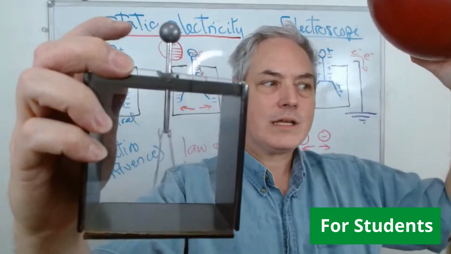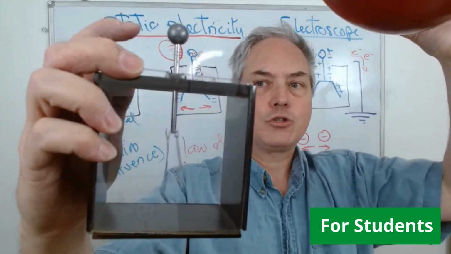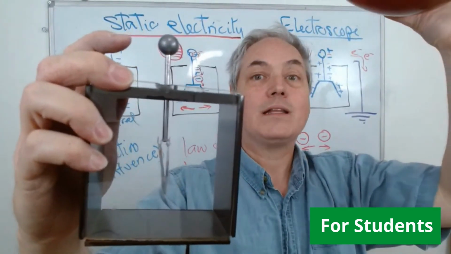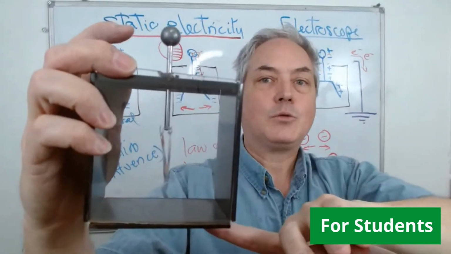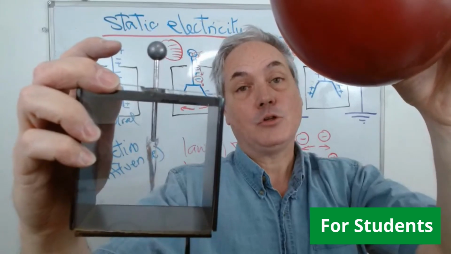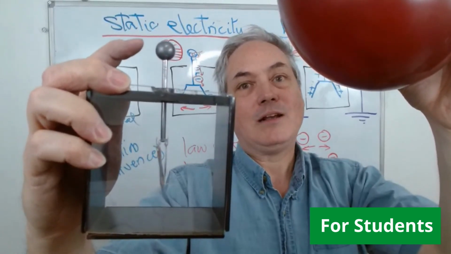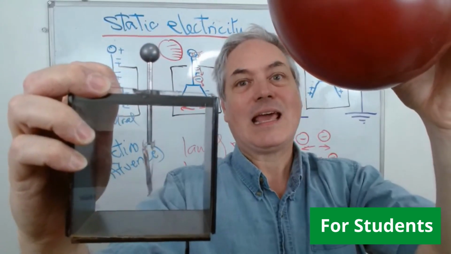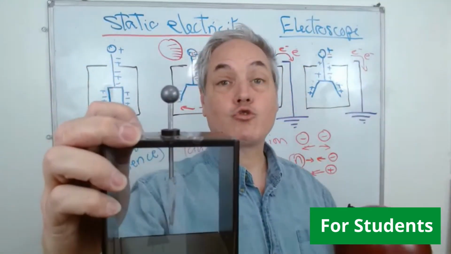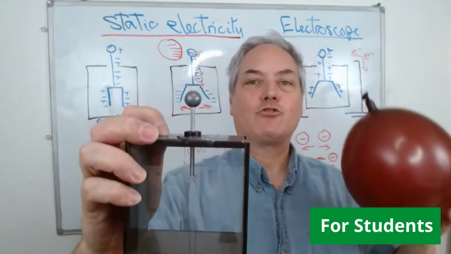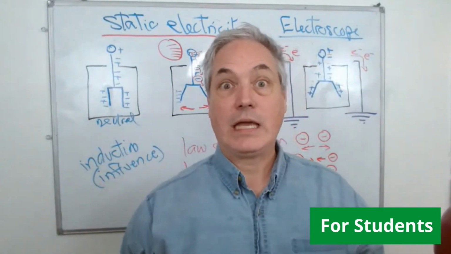Let's see if I can try this again. If I bring the negative balloon, they should get closer. Oh, it did work. The reason it got closer is that it was positively charged. As I brought the negative balloon, the electrons at the tip no longer wanted to be at the tip and went down to the two little leaves, creating a neutral electroscope due to the influence. It did work.